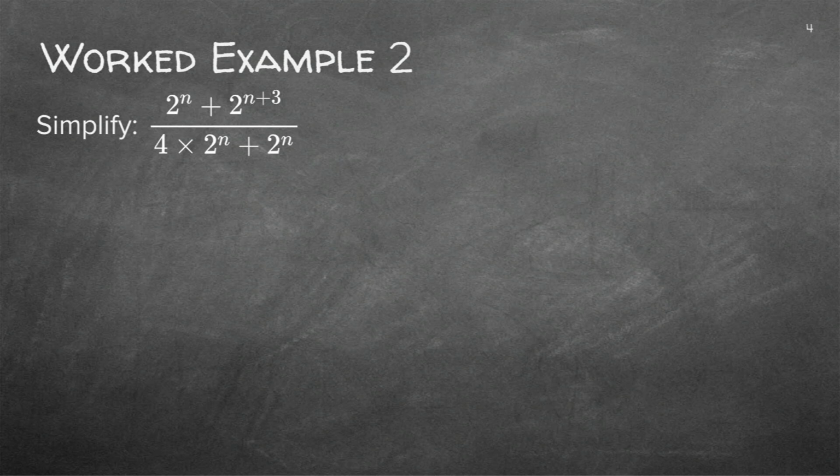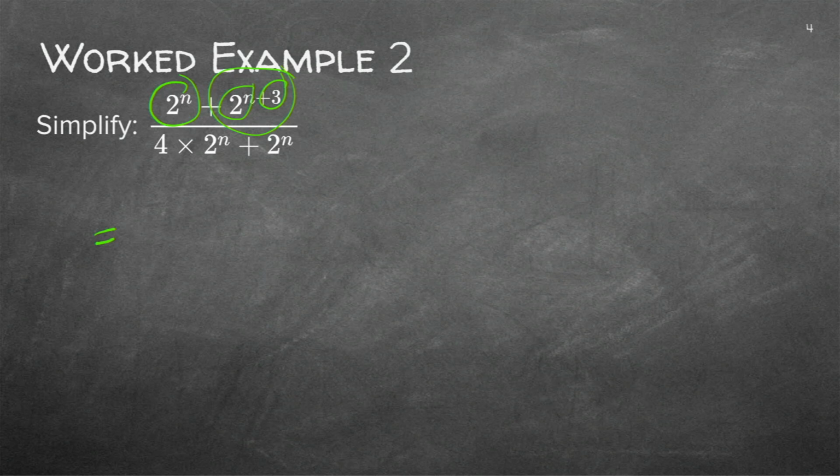It says simplify 2 to the power of n plus 2 to the power of n plus 3, divided by 4 times 2 to the power of n plus 2 to the power of n. So we do the same thing again. As you can see, we have 2 to the power of n and 2 to the power of n plus 3. So we need to first simplify this second part.